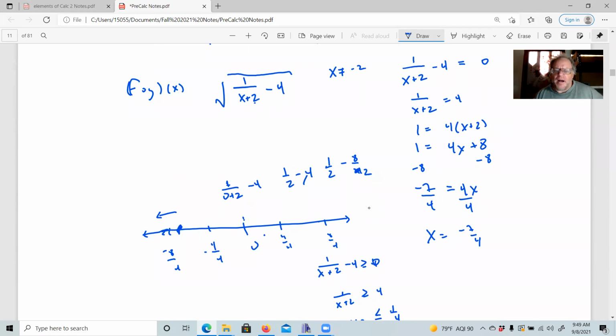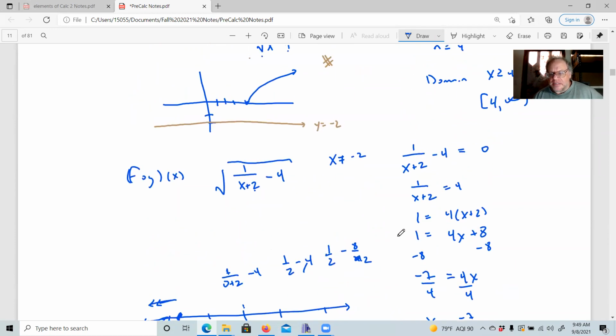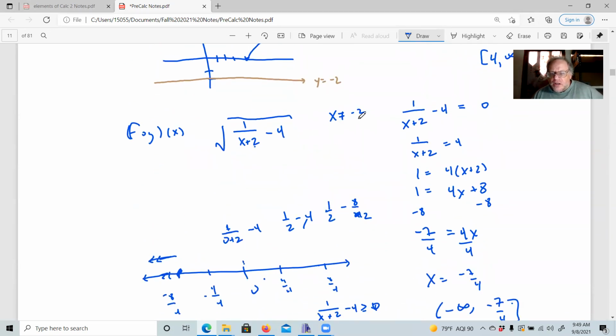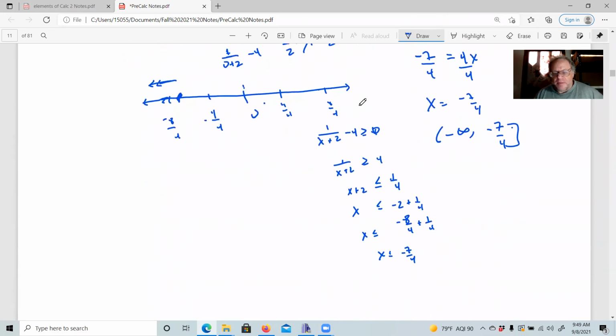So there we go. So we need stuff over here. So negative infinity up to negative 7/4. It includes it, so that's okay. And let's see. Can't be negative 2. So our domain is negative infinity to negative 2, union negative 2 up to 2. Negative 7. Okay, so that would be our domain.